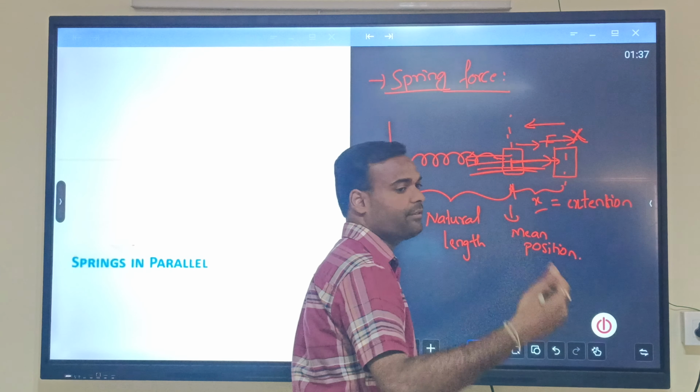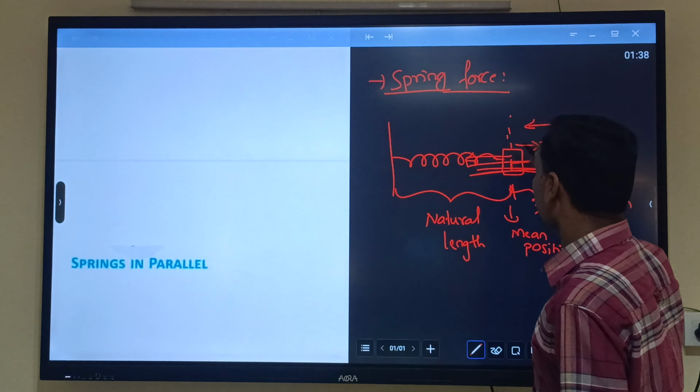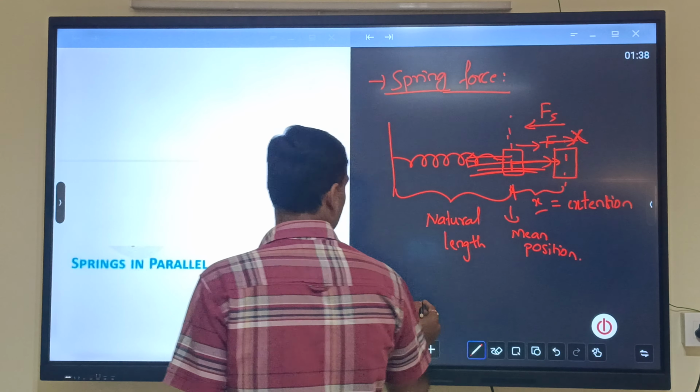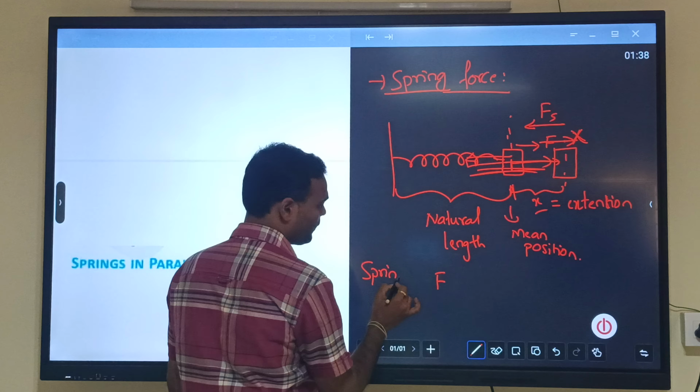and again it will move in the forward direction and it will oscillate. That's a different case. We will see that in the simple harmonic motion chapter. But here the spring will try to pull the object towards its mean position with a certain amount of force. That force is the spring force.